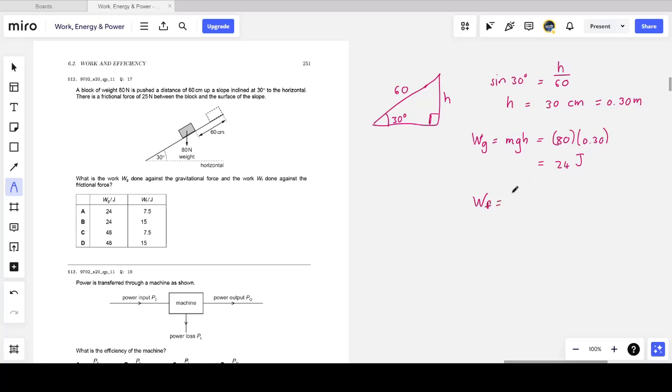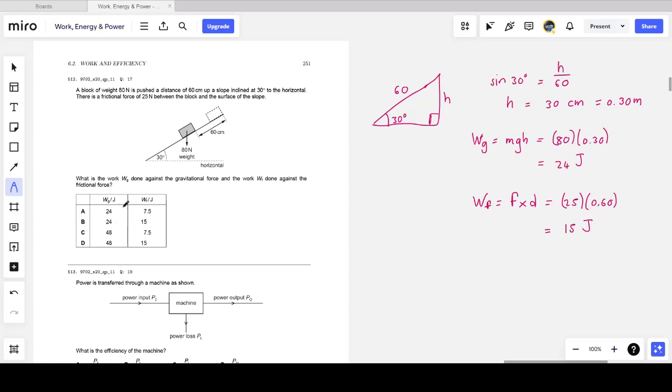But raising it up the slope, Wf, is the work done against friction. So it's the frictional force, the amount of force exerted on the object by friction, times the distance over which that friction acts. We'll call it d. And this is 25 newtons times a distance. Now this distance is different. It's 0.6 meters. It's 60 centimeters because the friction acts over a distance of 60 centimeters. And this gives us 15 joules. So this corresponds with option B.